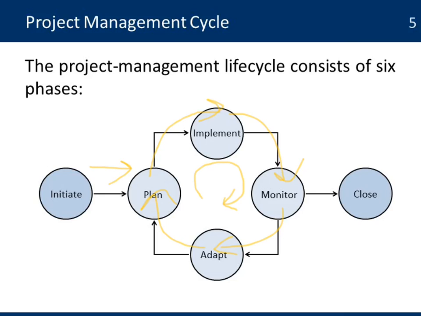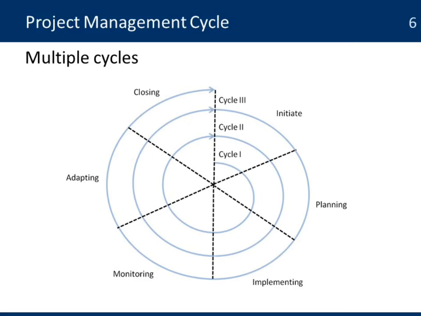Once all the work has been done and there is no more to monitor, then you can close the project, or in some cases close a phase or a cycle of the project. There could be many cycles in the project depending on the size and complexity, but in each cycle, the idea is that there are elements of these phases. So you have initiation, planning, implementing, monitoring, adapting, and then closing in your first cycle. And that can happen again, with a second cycle going through the same process and the same phases.